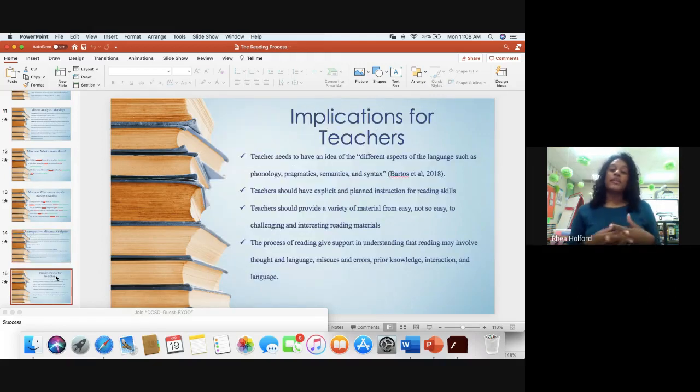Now, we also want to discuss implications for teachers. Teachers need to have an idea of the different aspects of language, such as phonology, pragmatics, semantics, and syntax. Teachers should have explicit and planned instruction for reading skills. Teachers should provide a variety of material, from easy, not so easy, to challenging and interesting reading materials. The process of reading gives support in understanding that reading may involve thought and language, miscues and errors, prior knowledge, interaction, and language.